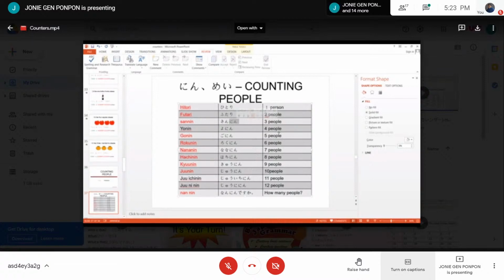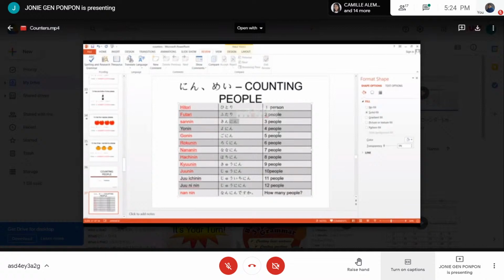7, nananin. For 8 people, hachinin. For 9 people, kyunin. For 10 people, junin. And then 11 people to other na. Okay, so the same, the numeral, and then just add the suffix nin. So for 11, juichinin. Not ju-hitori-nin or ju-hitori.